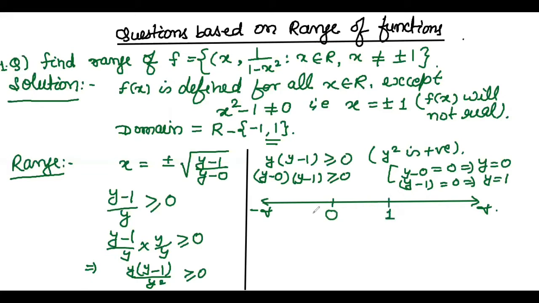So we'll plot these 2 points on the number line. After that, according to these 2 points, we are getting 3 parts: first part, second part, and third part. What to do? We have to find out signs in different parts, because we have to take whole values of y so that this whole expression is greater than or equal to 0.